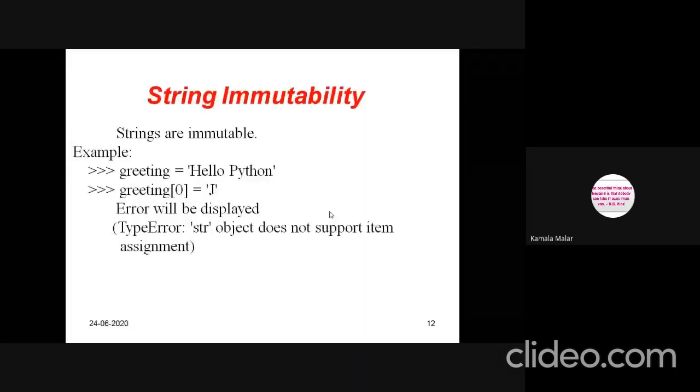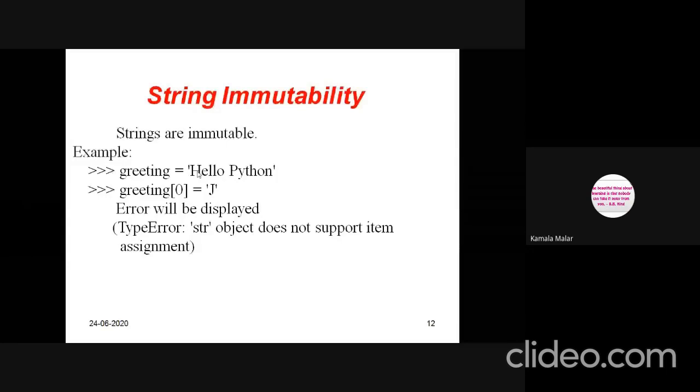Okay. So next, strings are immutable. Why are strings immutable? We can't change a particular character in the string. For example, if I assign "hello Python" to the variable greeting and want to change H with J, it's not possible. The change cannot be reflected in the string variable. If you can change it, it is known as mutable. If you cannot change it, it's known as immutable.